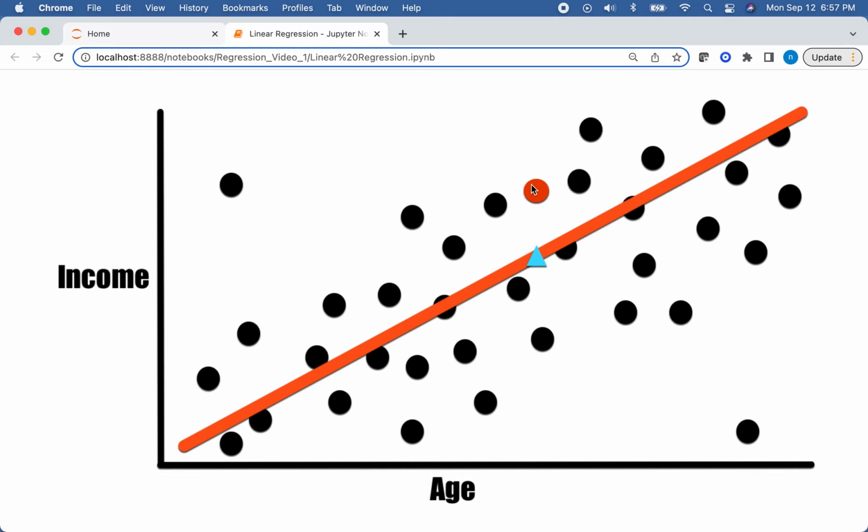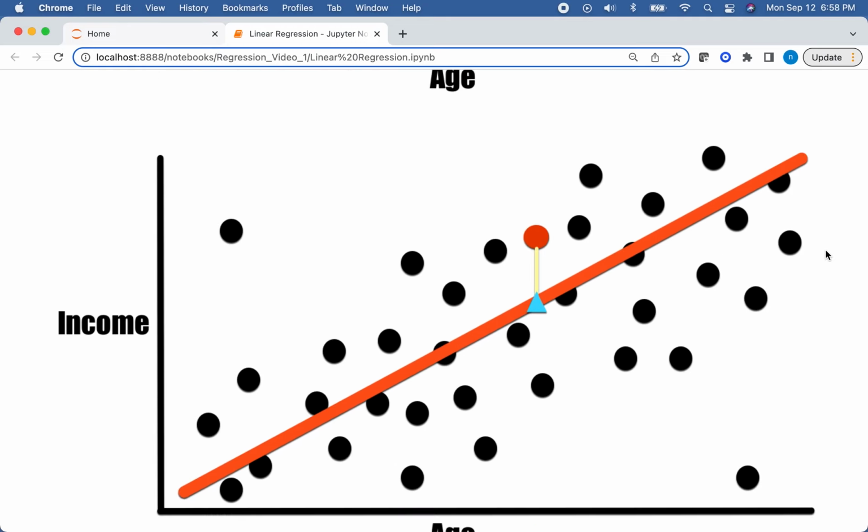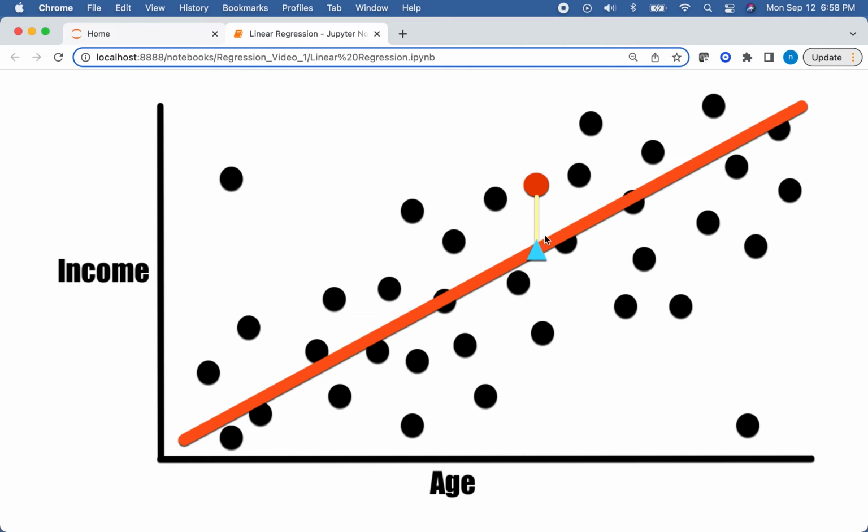Now we know that this red dot, because this is a supervised machine learning algorithm, we actually know what this person's income is. And so there's a difference between what their income actually is and what we predicted their income would be. And we'll represent that with the yellow line. And this yellow line will be called the residual. The residual is the difference between the actual and predicted value.